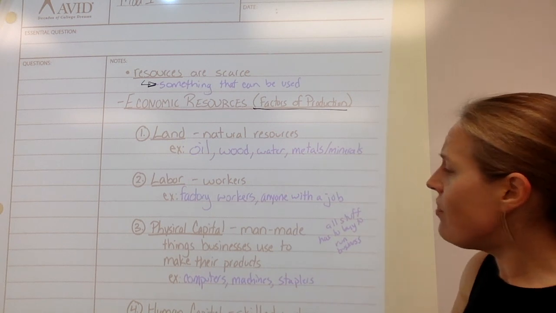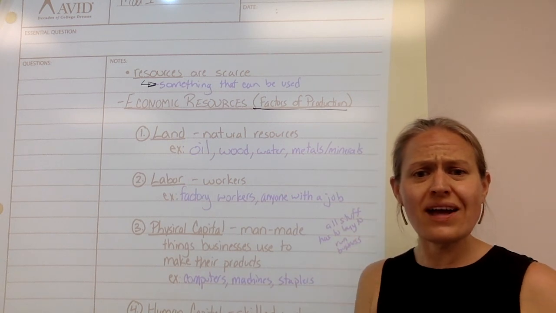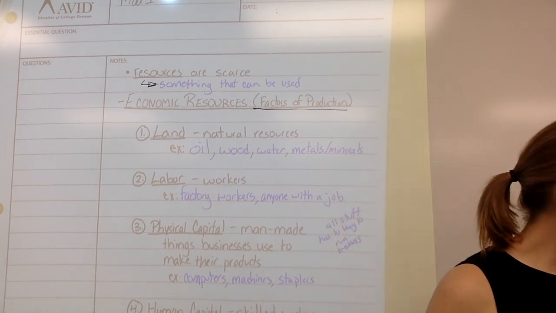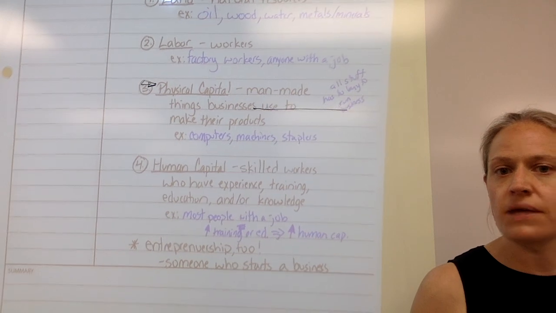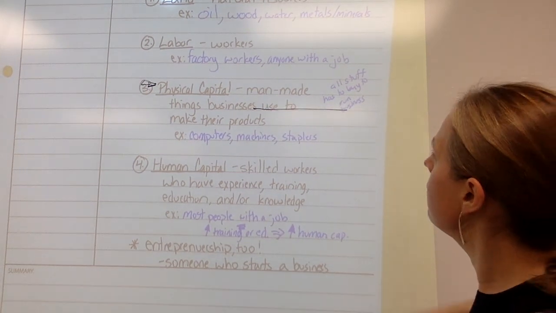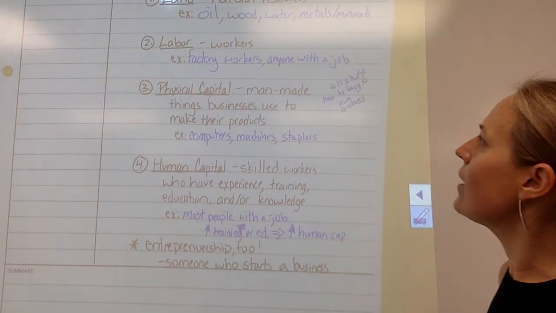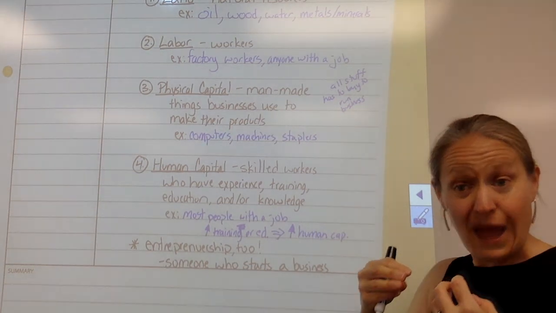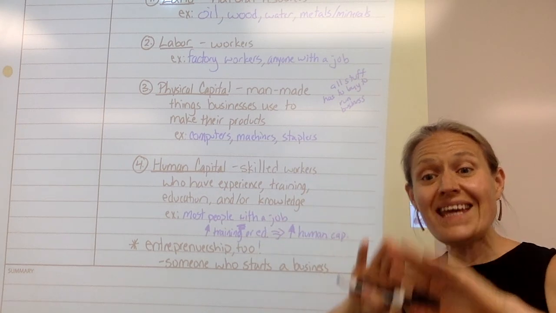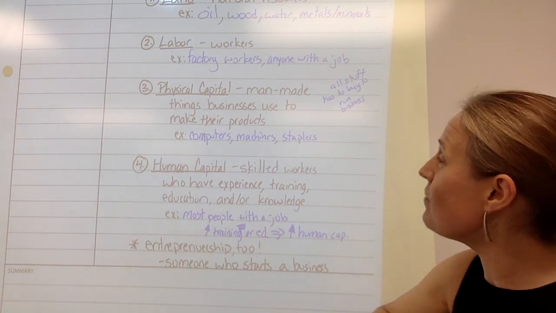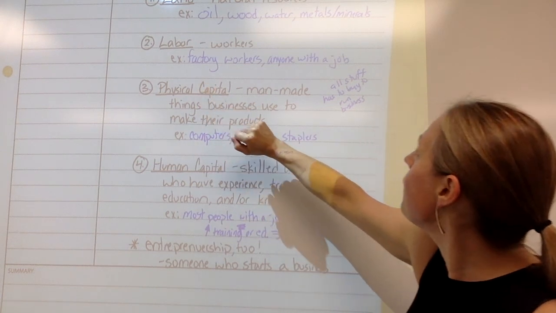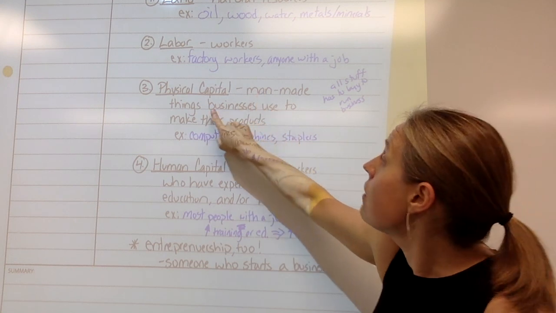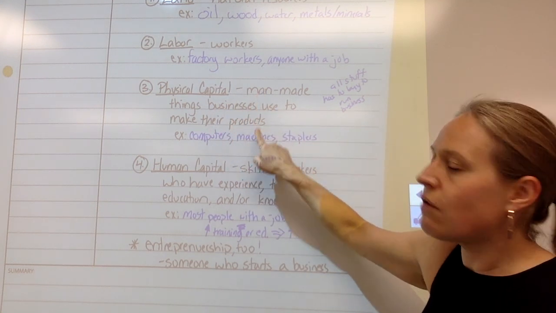All right, and then there are two different kinds of capital. There is physical capital and human capital. Outside of econ, people often use the term capital to mean money. Inside of econ, we've got a little bit different definition. Physical capital, those are man-made things or people-made things, right, that businesses use to make their products.